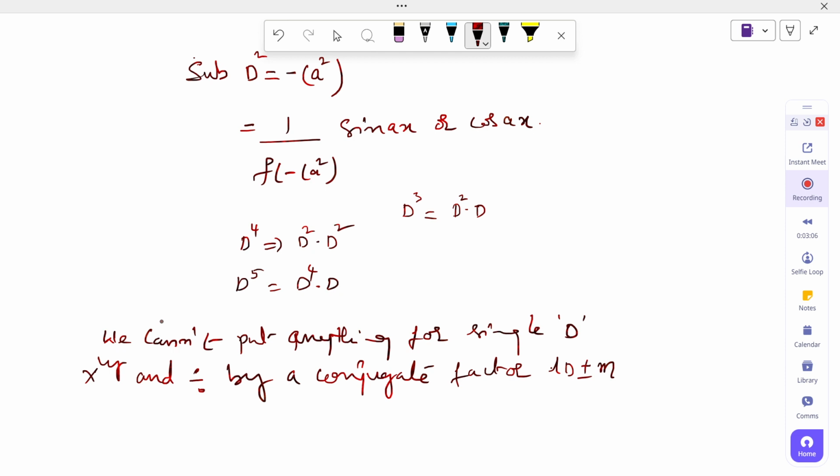If it is in the form of plus, then you're going to write it as a minus. If it is in a minus, then you're going to take it as a plus. Then again you have to substitute D square as equal to minus a square, and you have to see that this is not going to be equal to 0.